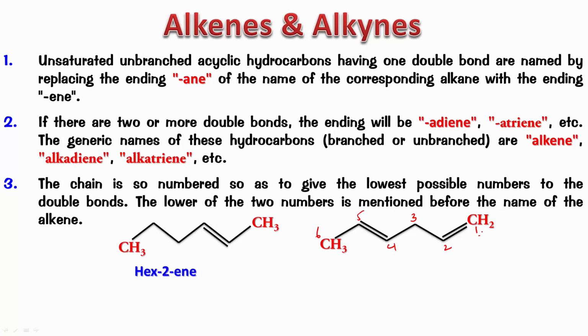Because I get the lowest value 1 and 4. If I were to number it from this side, the numbers would be bigger than 1 and 4. So I'm going to number it from the right side.